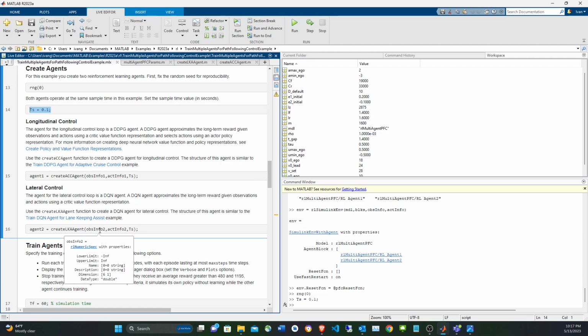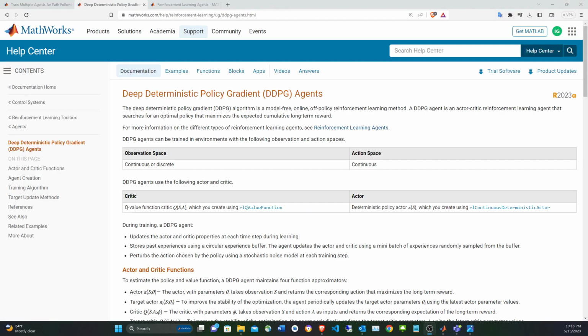So before going into details of how to create it, I'm gonna give a brief background of the DDPG agent. I'm not gonna do it for the DQN agent because I already did in the last video. So here's the page describing the DDPG agent, the deep deterministic policy gradient. And I'm gonna put this link into the description of this video. It's an agent that has an actor and a critic. It has a Q value function to predict the expected long-term reward, and uses RL Q value function to create it. And also the actor is gonna be deterministic using this RL continuous deterministic actor. So it is deterministic and continuous as well.